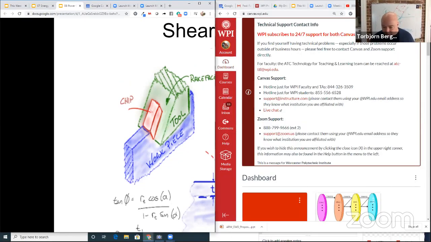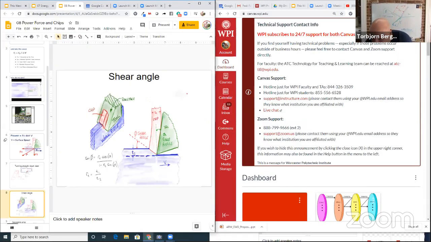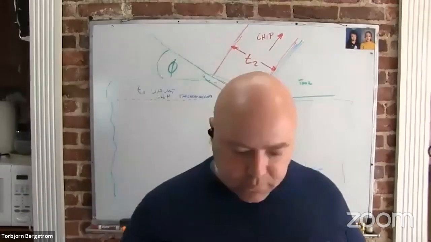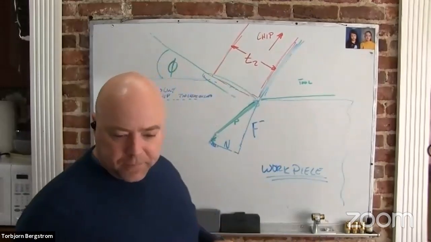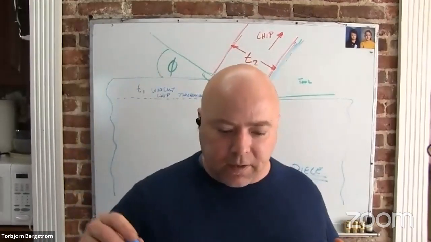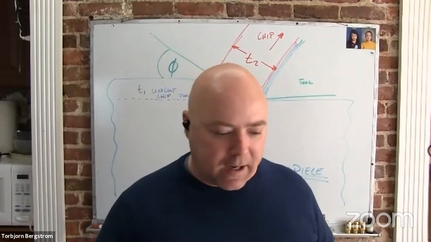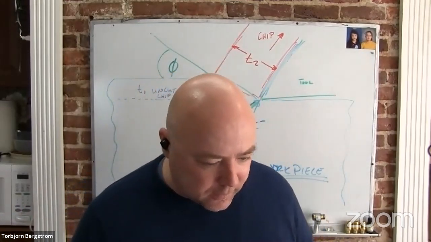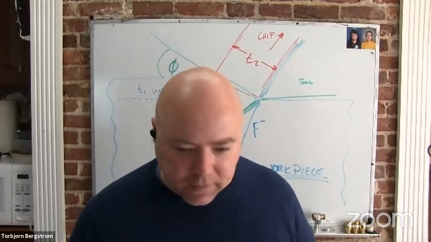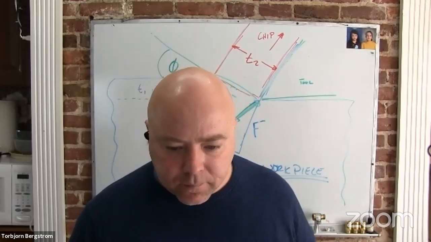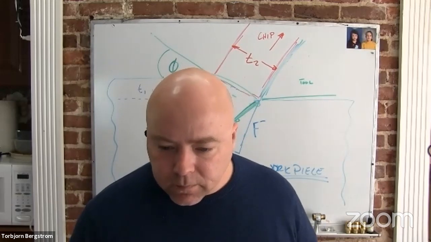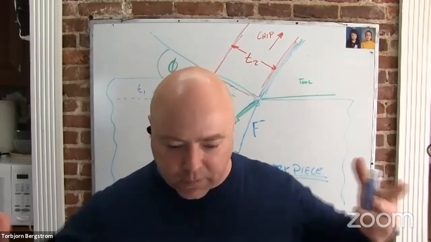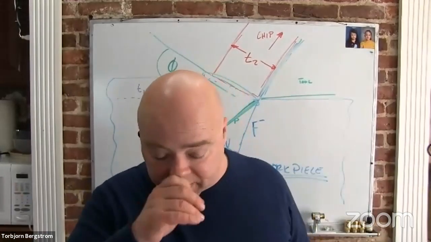Let's see what I got here. I'm going to turn the screen share off. Stop share. All right. So we've got the rake angle. Now our rake angle, or sorry, our shear angle can be related to that rake angle. So that's pretty cool. The other thing that we're going to want to look at here is what is the uncut chip thickness? So what do you guys think the uncut chip thickness is mathematically, or what's the definition of it? How do you know what it is?